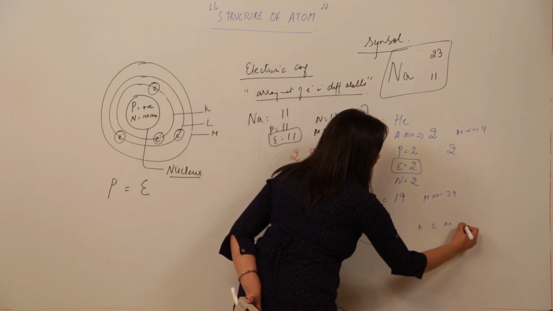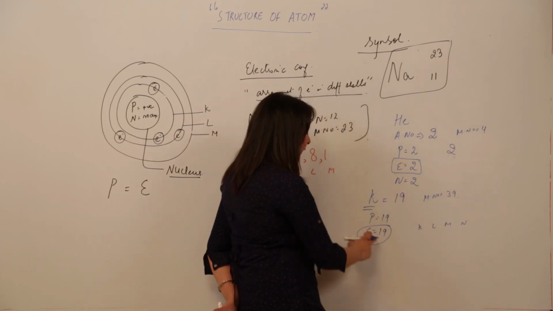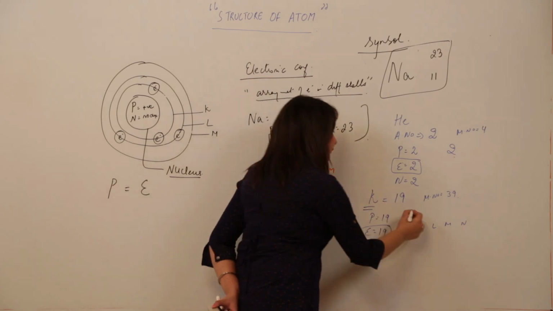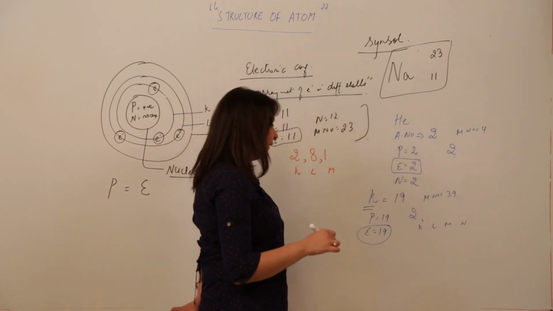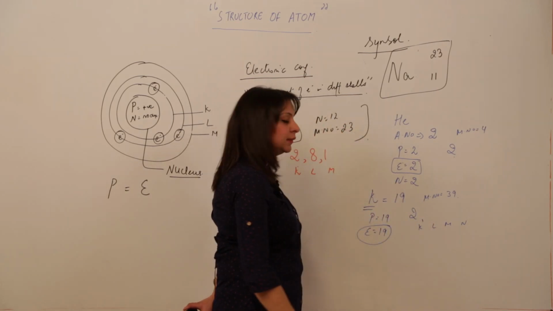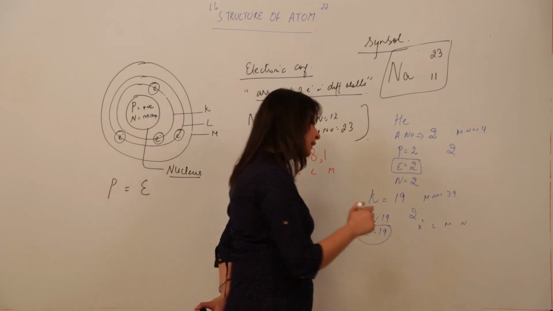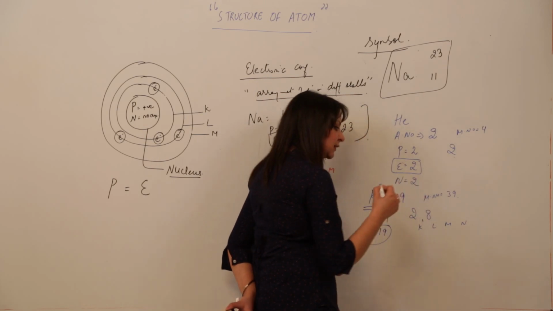First write the shell names, then we will fill accordingly. The first shell, K shell, can accommodate how many electrons? 2. So we are filling 2, right. Now we are left with how many electrons? 17, but the second shell can accommodate a maximum of 8. We are writing 8, right.